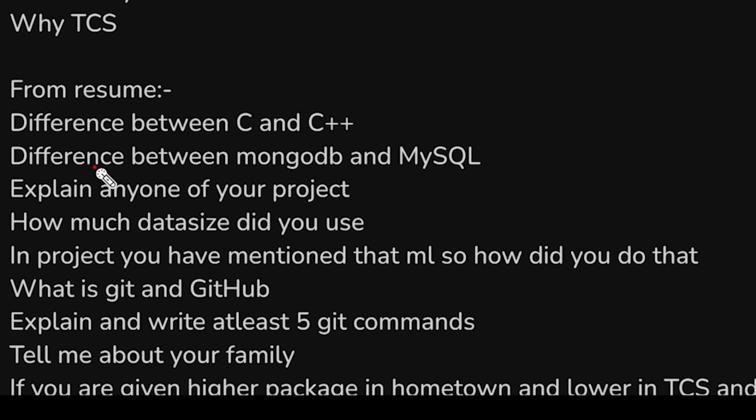Next question is the difference between MongoDB and MySQL. MongoDB is a NoSQL database storing unstructured data. On the other hand, MySQL is a relational database for structured data, and MongoDB uses collections and documents. Meanwhile, MySQL uses tables and rows.